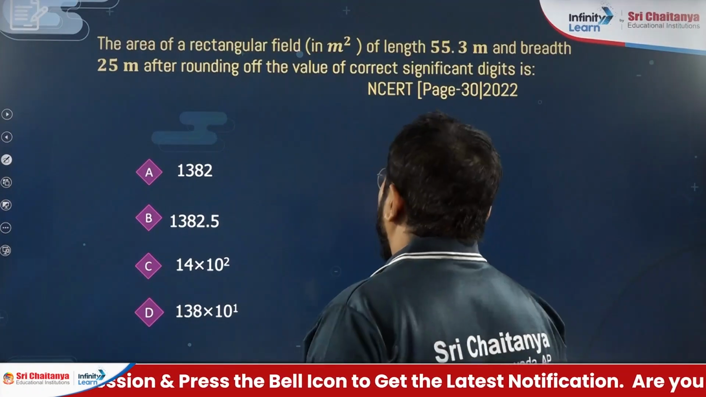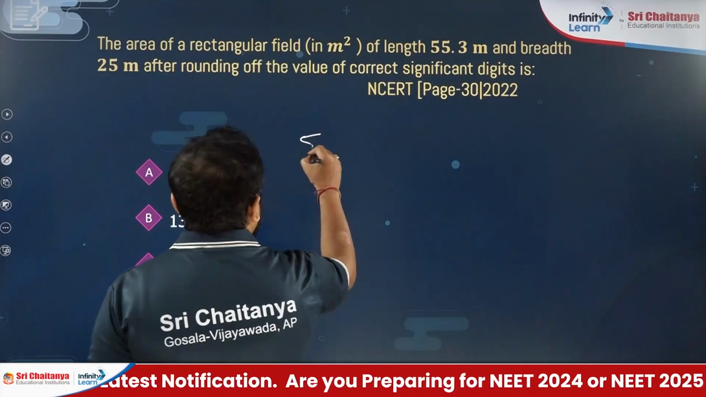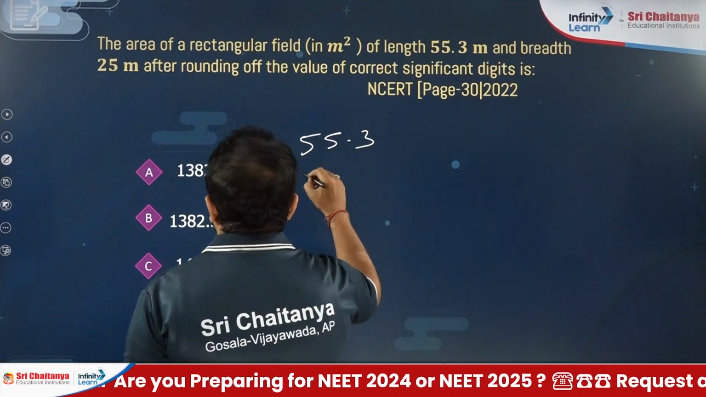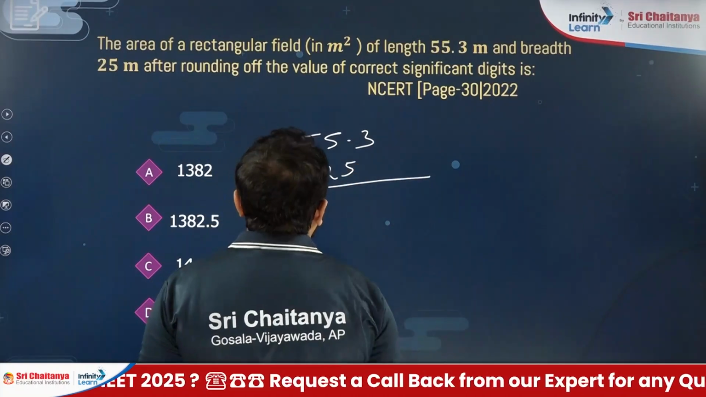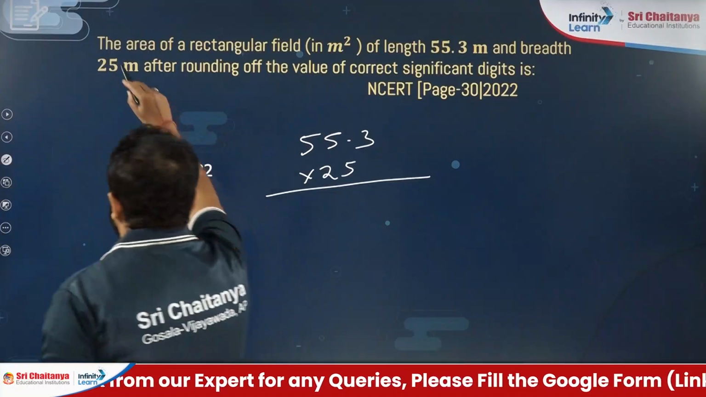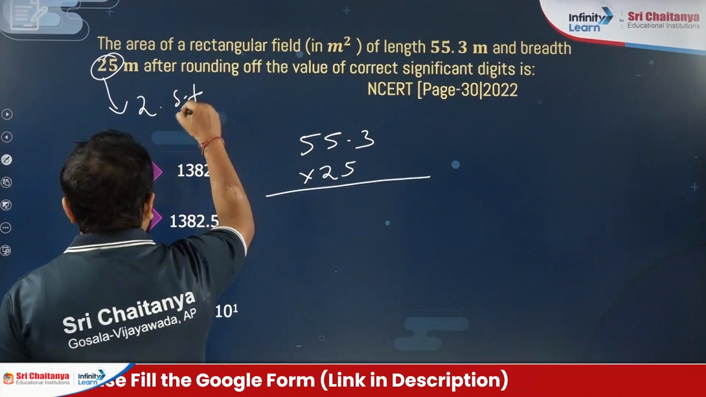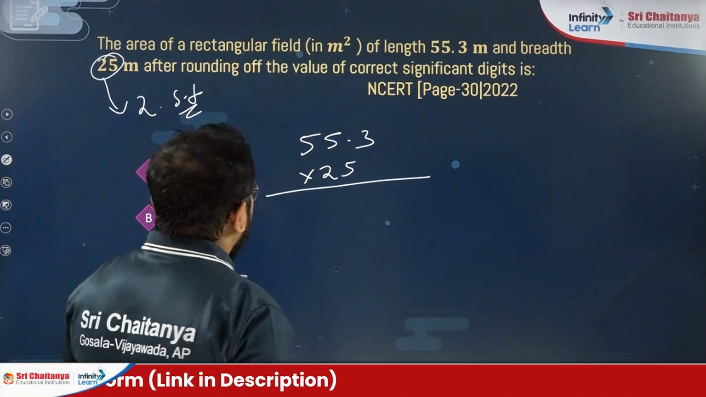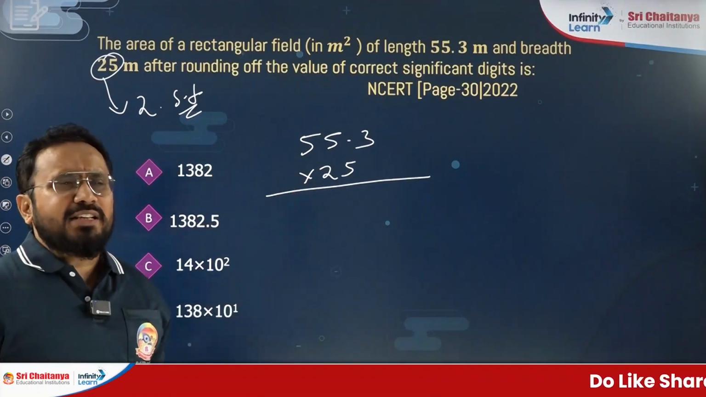The area of a rectangular field is 55.3 and breadth is 25. So 55.3 multiplied by 25. Now they are finding out the rounded value. So which has the minimum significant figures? This has the minimum, 2 significant figures. The answer should be in 2 significant figures. No need to calculate. No need to waste your time here.